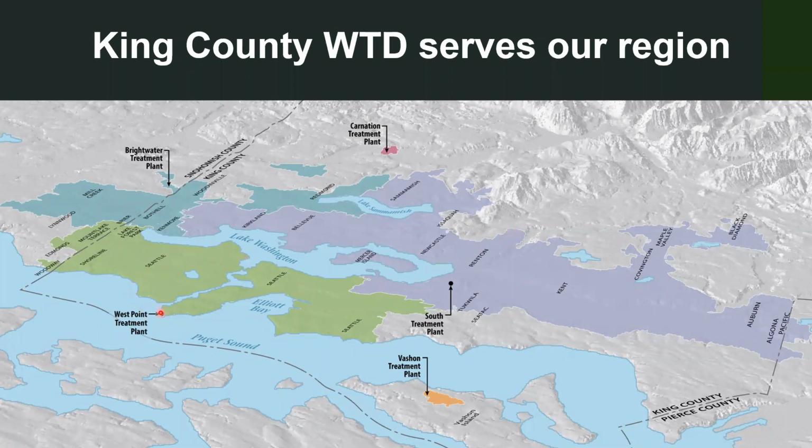So this green area goes to West Point, this teal area goes to the Brightwater treatment plant, and this purplish area goes to the South treatment plant. And this is where your wastewater goes. Overall, we treat on average about 180 million gallons of wastewater a day, but that number can go much higher when it rains.